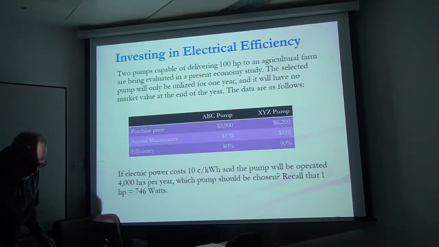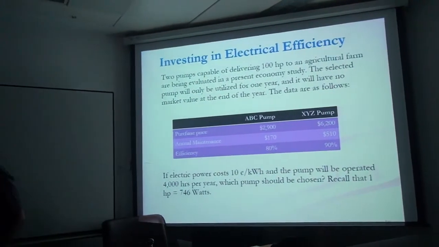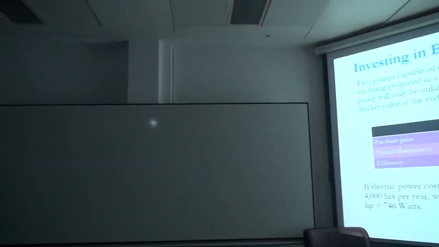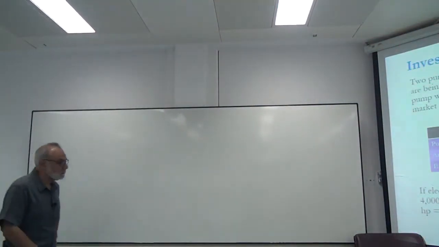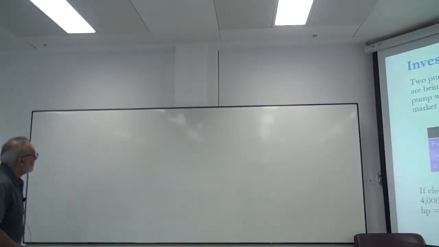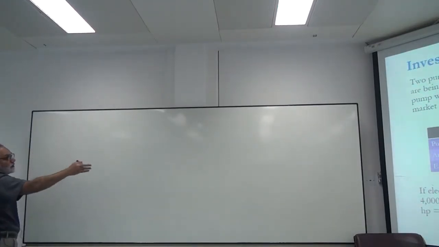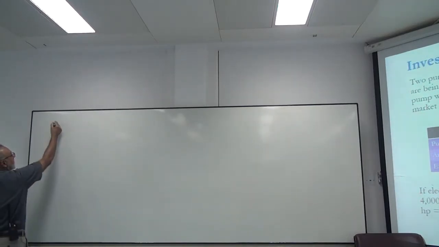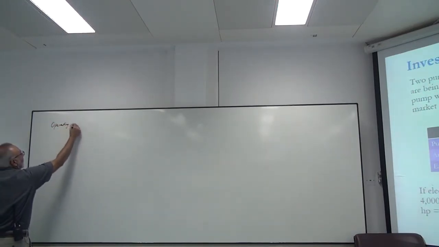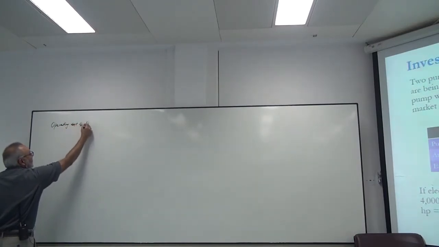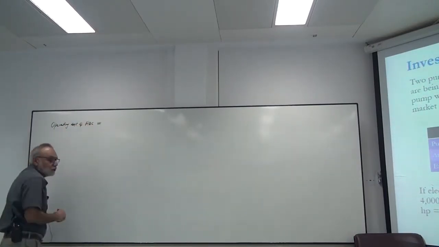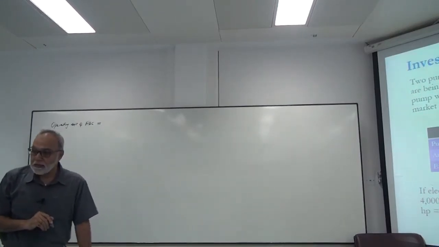So we're going to solve this now. We can find out the operating costs. As you can see that purchase price and annual maintenance are already given, so we don't have to calculate anything there, but operating cost we have to find out. Operating cost of ABC is equal to, and you can see power into time.